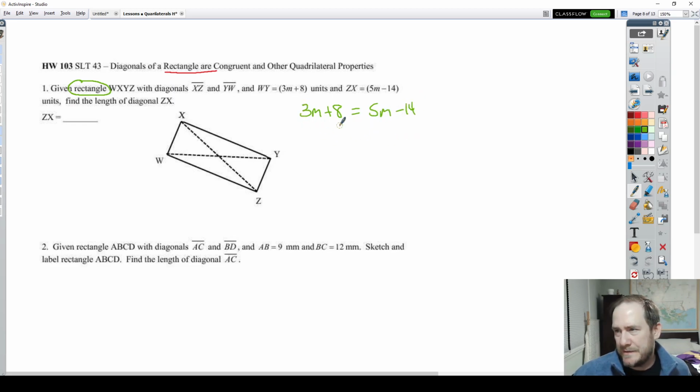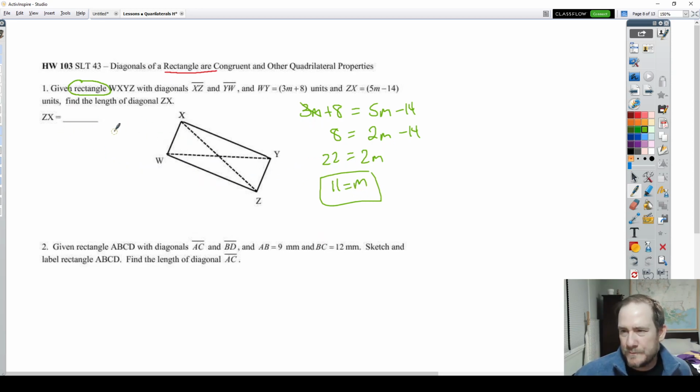We're going to subtract the 3m, so those will cancel, we'll just have the 8. The 5m, we'll take 3m away, so it goes to 2m minus 14. We're going to add 14. This goes up to 22. So that's 11. m is 11. But that's not what they asked for.